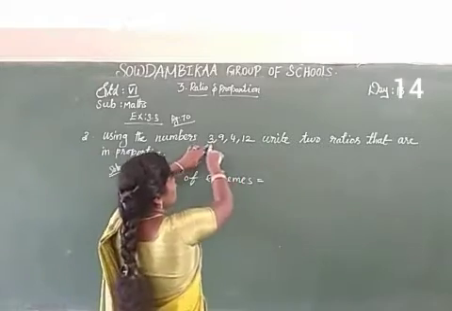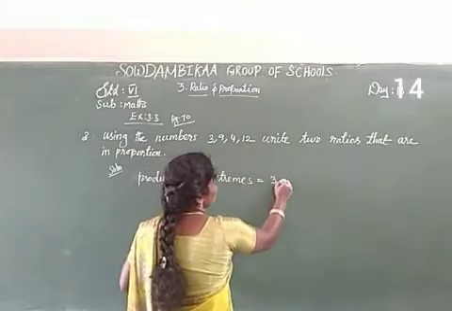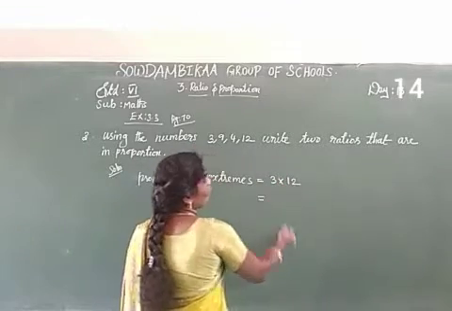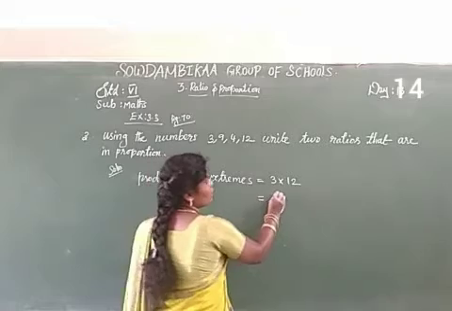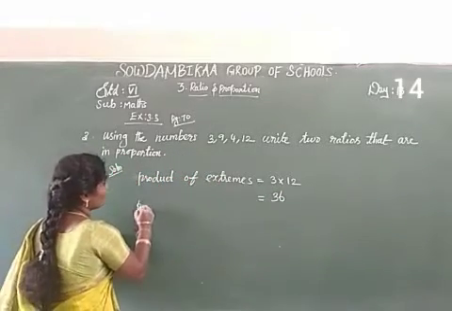Which ones are the extremes? A, B, C, D. A and D are the extremes. 3 into 12, 3 12s are 36. Now find the product of means.